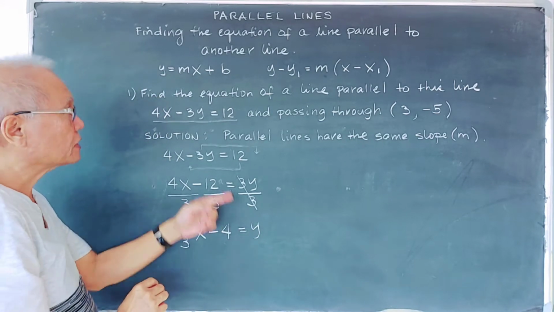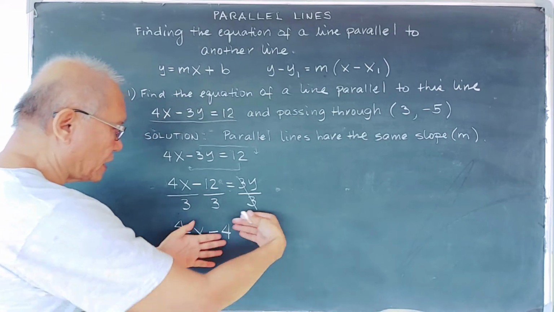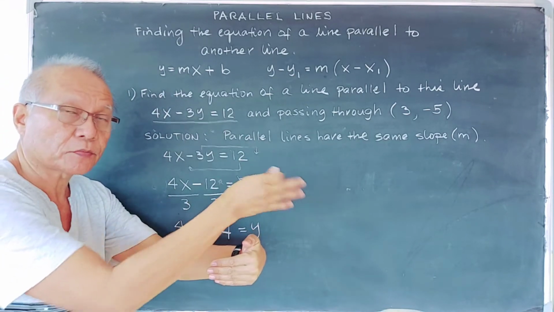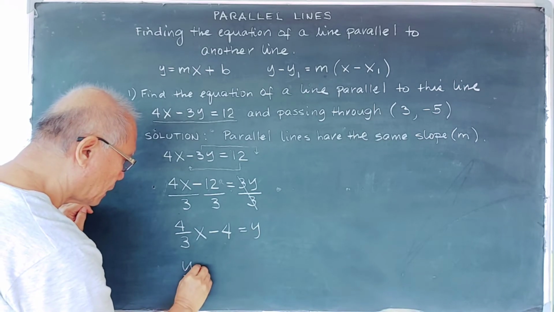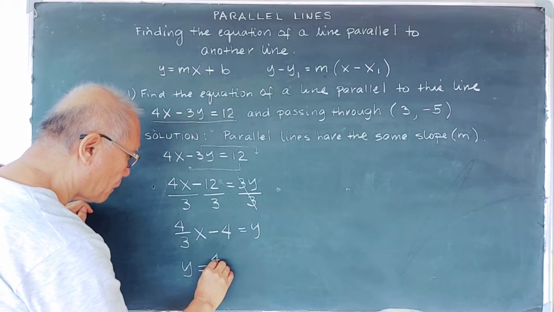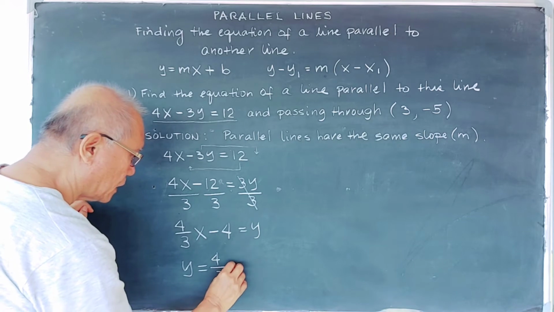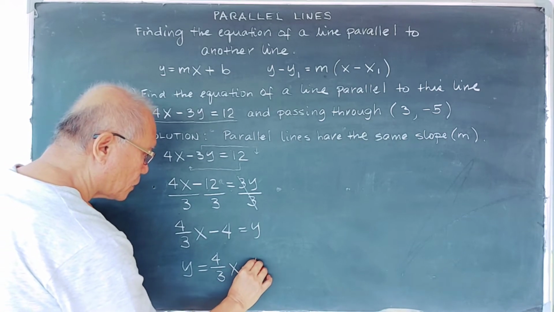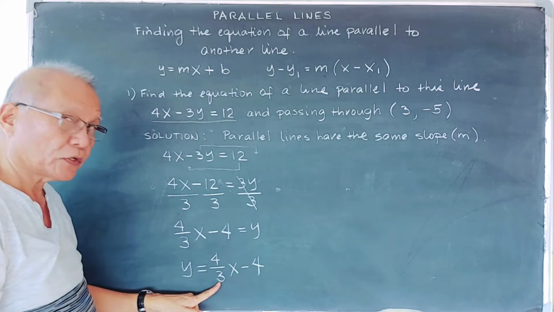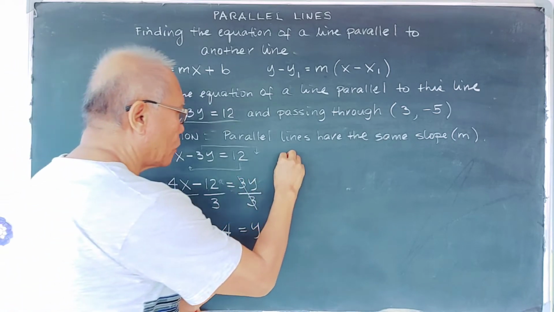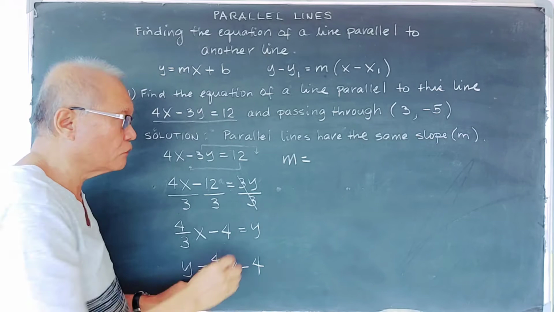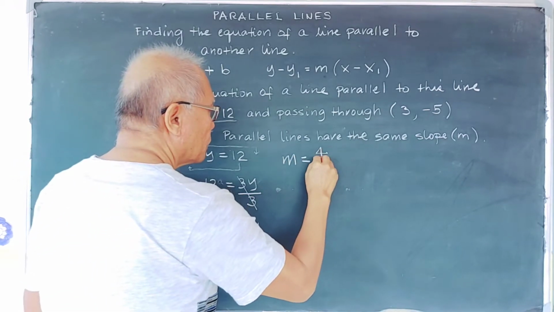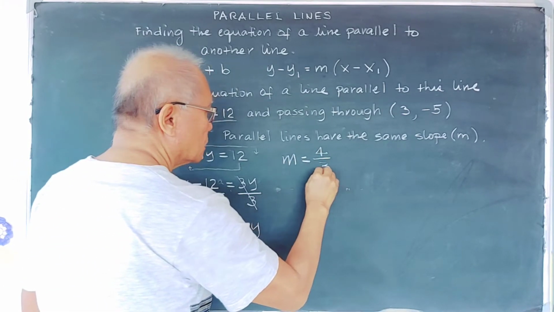So we can write this in y equals mx plus b form by flipping it. Do not transpose, we just flip it and put y here equals 4 over 3 x minus 4. So here, let us get the slope. Our slope is 4 over 3.